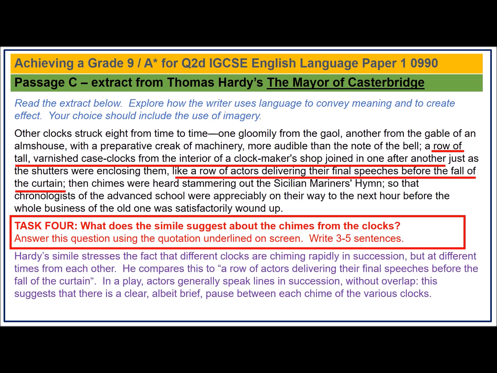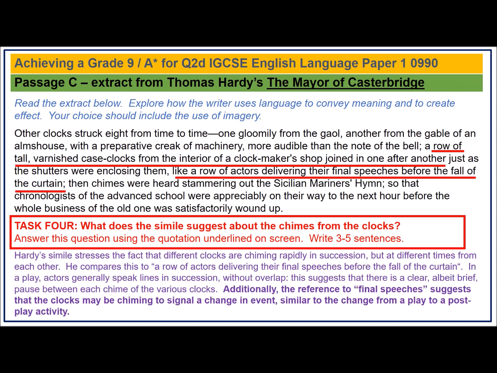I wrote, Hardy's simile stresses the fact that different clocks are chiming rapidly in succession, but at different times from each other. He compares this to a row of actors delivering their final speeches before the fall of the curtain. In a play, actors generally speak lines in succession without overlap. This suggests that there is a clear, albeit brief, pause between each chime of the various clocks.